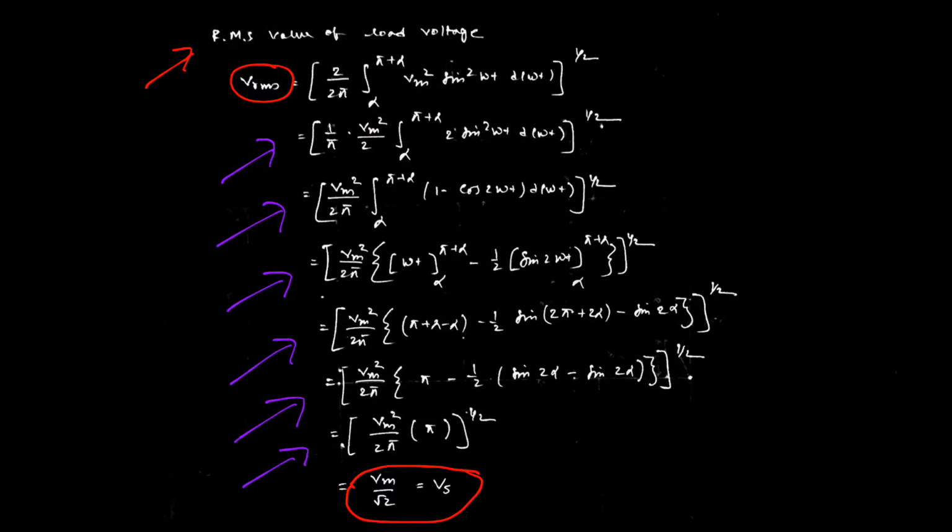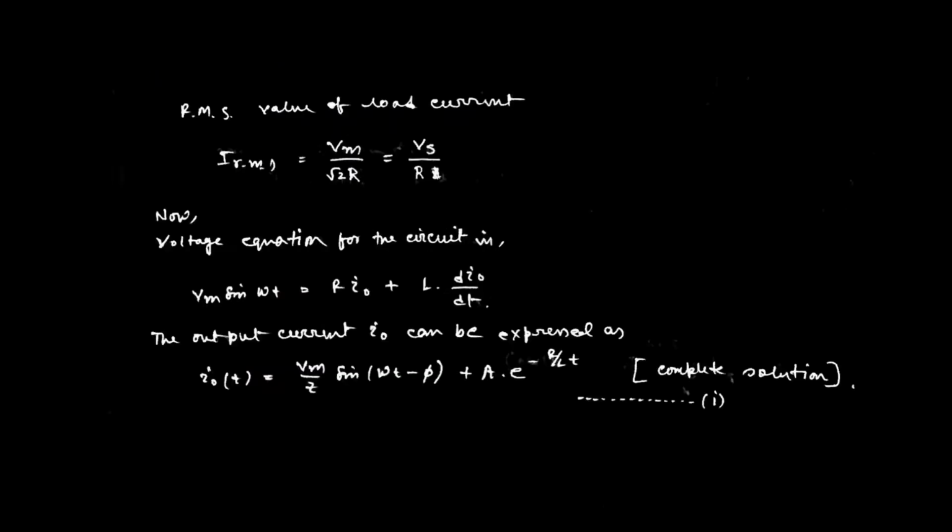So what will be the RMS current? The RMS current of the output current can be defined by I_RMS equal to V_RMS by R, that is Vs by root 2R. So this is the RMS current expression. Okay, so this is all about the RMS and average value.